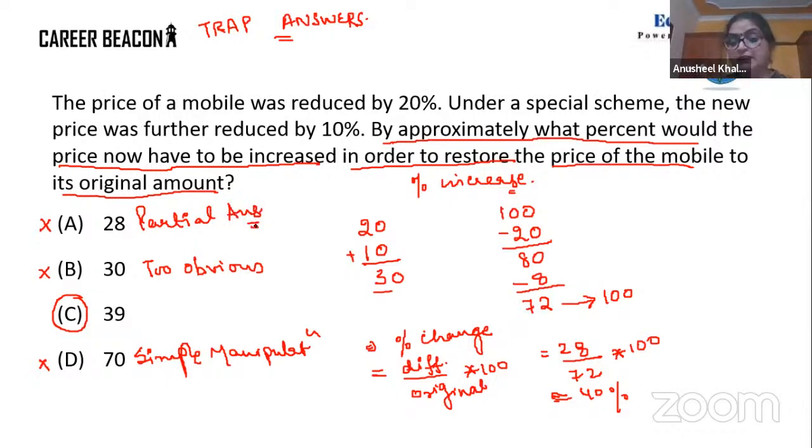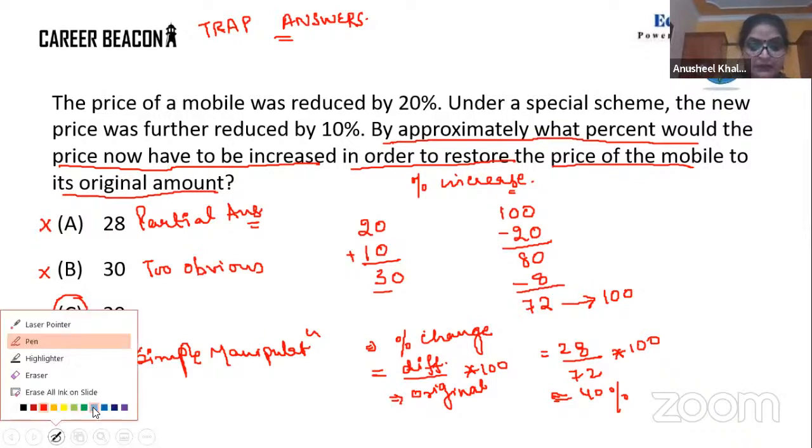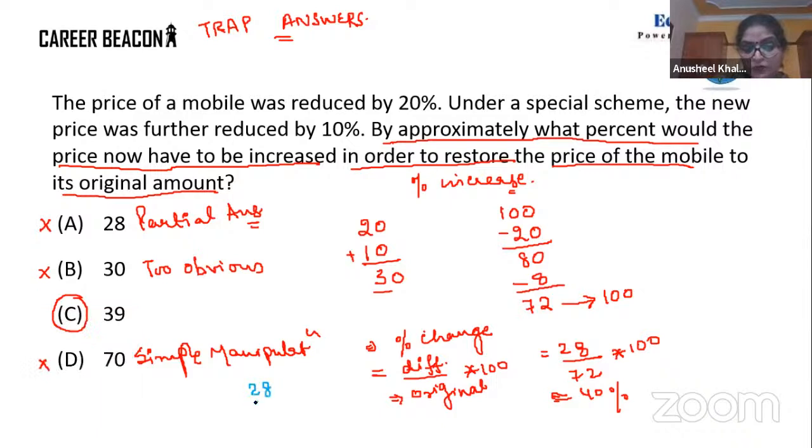So you have to be very, very careful. If you are not aware of the fact that the original number we need to use here is 72, then definitely anyone can consider it as 28 over 100 into 100. So that will give you 28 as the answer. But this is a big trap. So you need to get rid of this number, right? If you read the questions carefully, it will be easier for you to identify the trap answers, right?